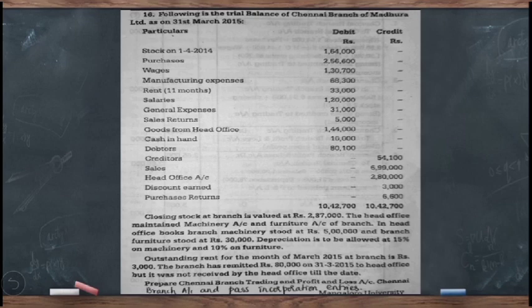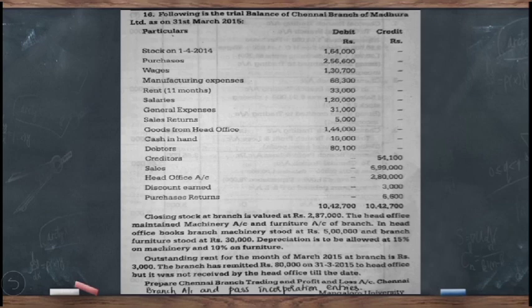So, in this question, first we have to pass the incorporation entries, then we have to prepare the branch trading and profit and loss account, and finally we have to prepare the branch account. Now, in this question they have given 2 special transactions. Before we pass the incorporation entries, the entries have to be passed for a special transaction. They are called adjusting entries. The first special transaction is that the head office maintains machinery account and furniture account of the branch, that is, the branch fixed assets accounts are maintained in the books of the head office. Then when we have to charge the depreciation, it becomes the special transaction.